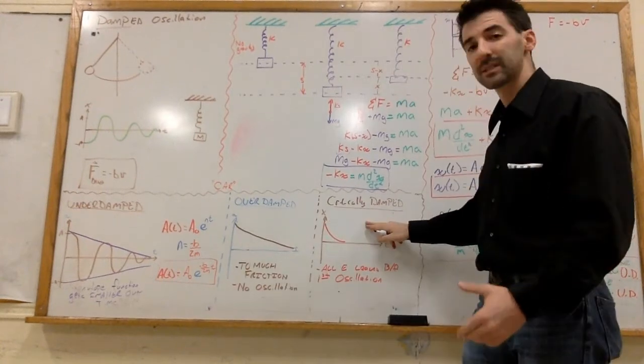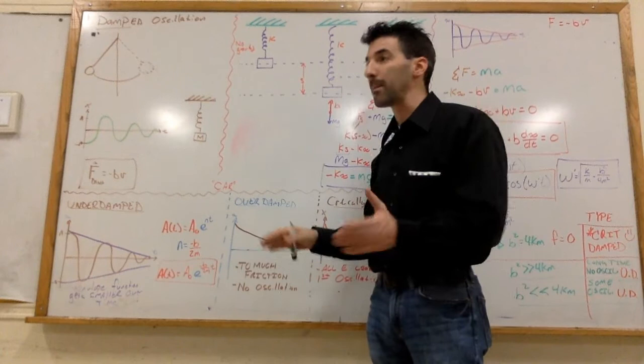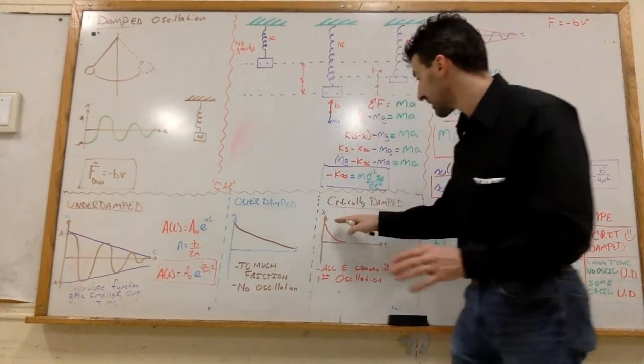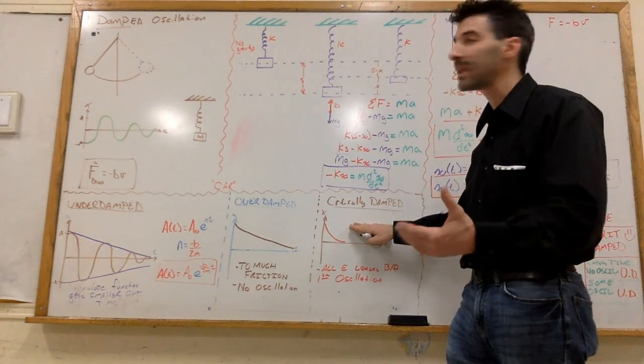The critically damped solution is a perfect car. A brand new car, drive it off the lot, you hit that bump, you don't even feel it because it releases all of that energy right back into the system as fast as it possibly can.